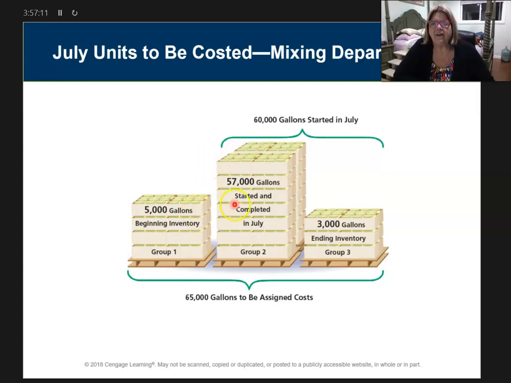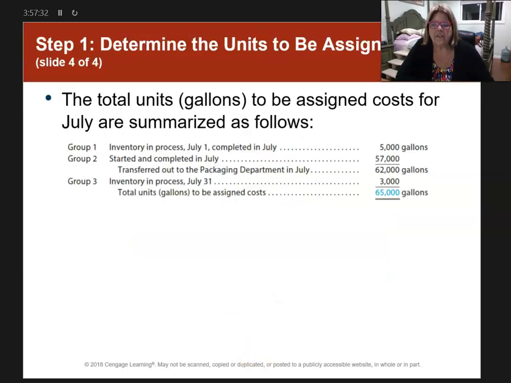So I've got 65,000 total in there. I'm sorry, it's not 65,000, 62,000 total in there. And now there's 3,000 left. So this is the hard one right here. How did we get to 57,000? So remember, if I had 50 in here, I'm sorry, let's go to the next slide.